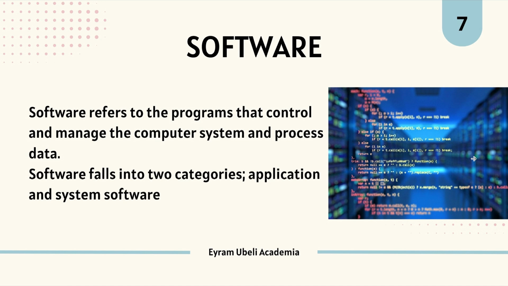Software refers to the programs that control and manage the computer system and process data. Software falls into two categories: application and system software. Just as with hardware, where we have internal and external hardware, for software we also have application and system software. So without the software, the hardware will technically be nothing. I hope you understand that.